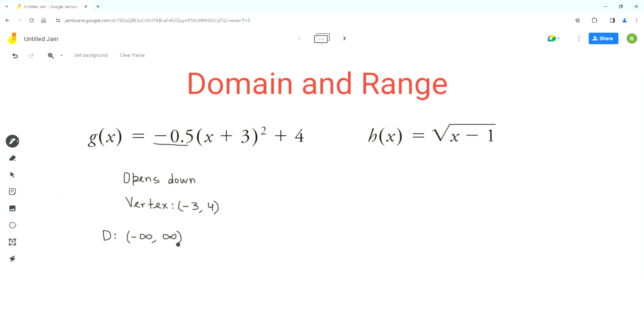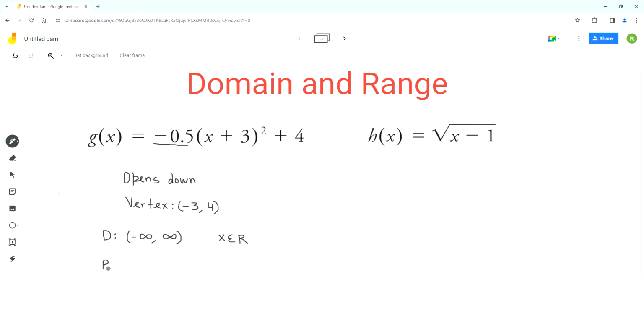And for infinity, we always use the parentheses. Now in the other notation, the domain can also be written as x ∈ ℝ. That means x can be any real number. Now we can write the range.